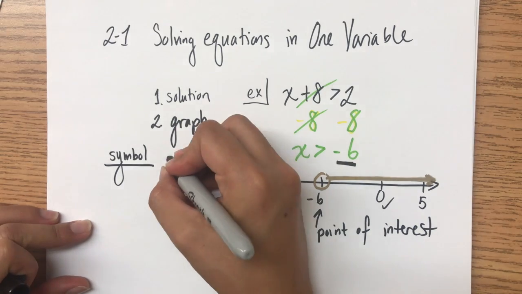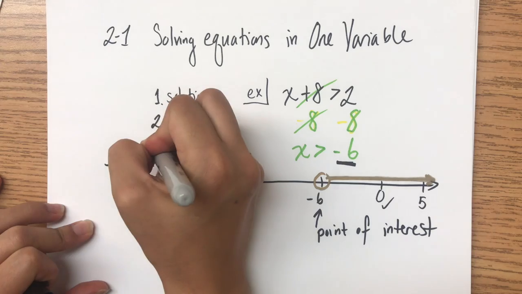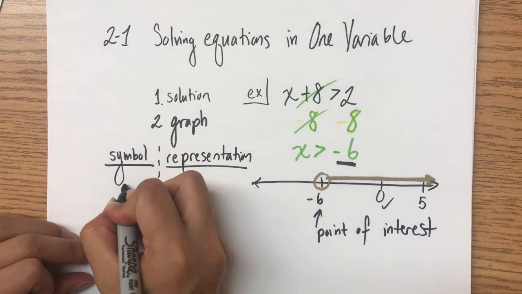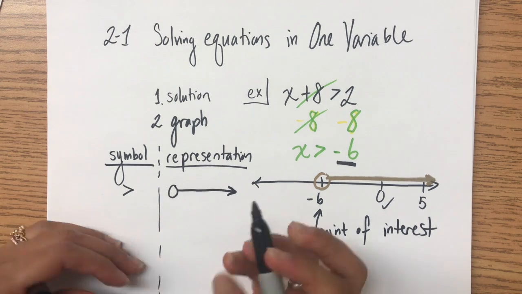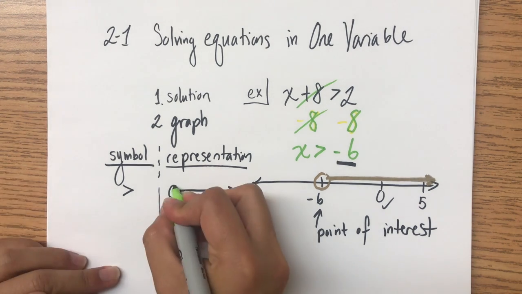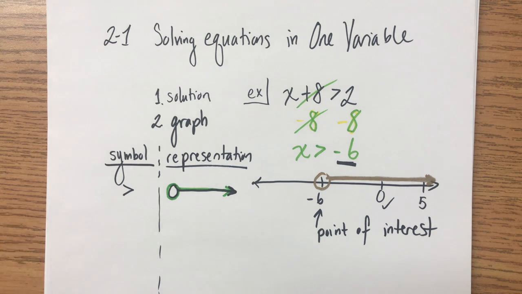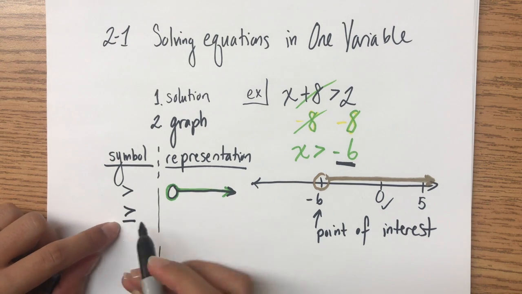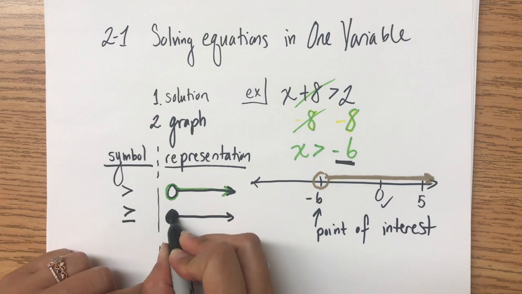So let's take a look at these symbols and representations. Anytime you see greater than or less than, you're going to be seeing an open dot. This is very important. If it's just greater than, then the solution does not actually include that number. So you show the open dot to show that there's a hole in my graph. I don't include that number, but I do include all the numbers greater than it.